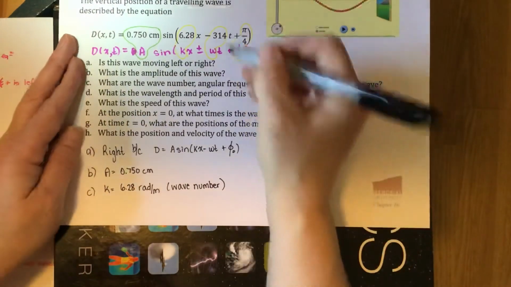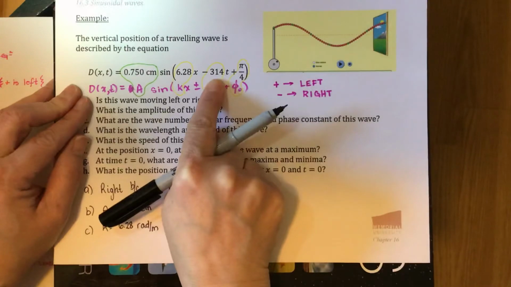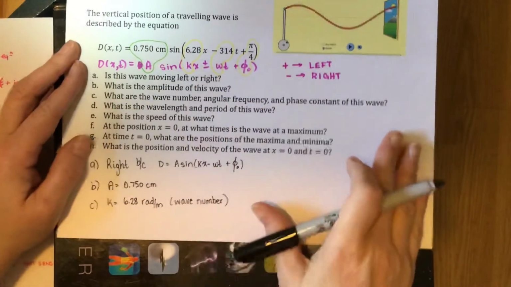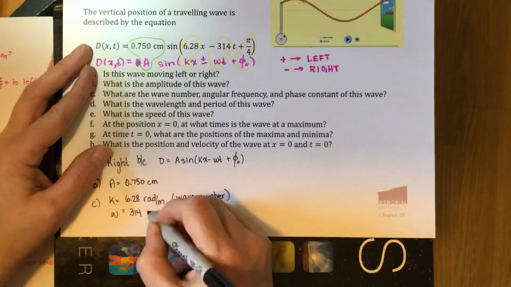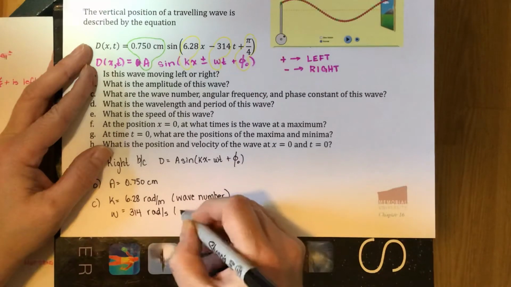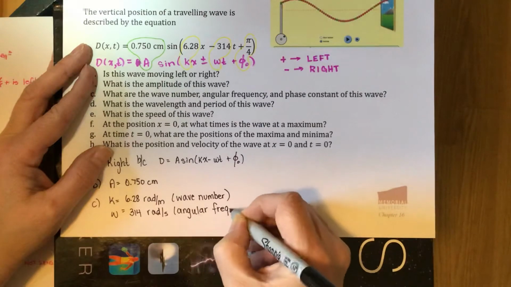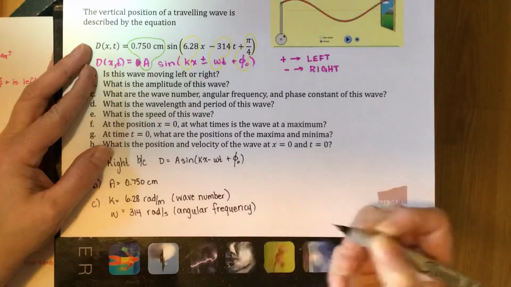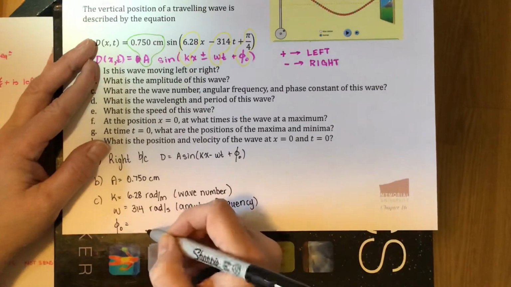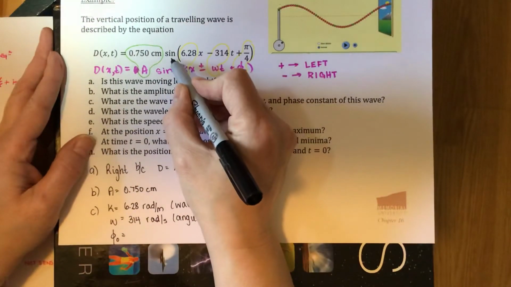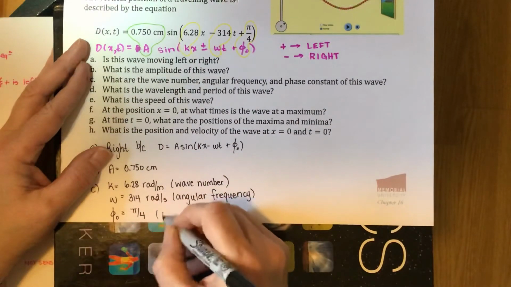Next is omega. Omega is 314. This minus sign here is not attached to omega. Omega is a positive quantity. The plus or minus just tells us if it's moving left or right. So omega is 314. The units on omega are radians per second. And that's angular frequency or angular velocity, whichever you prefer to say. And last, the phase constant is pi over 4 radians. And that just tells us that the graph, d of x and t, doesn't start at 0. So it has a different starting point. That's our phase constant.